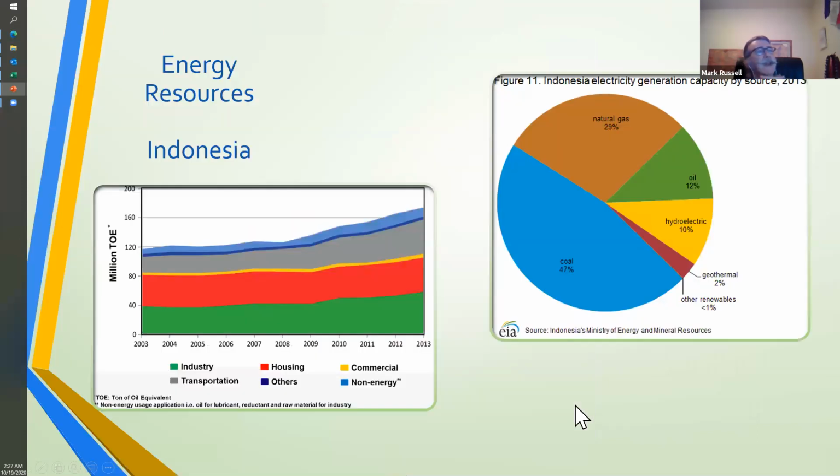This is how Indonesia looks. So in Indonesia, oil makes about 12%, natural gas about 29%, hydroelectric and geothermal really small, other renewables a pretty small percentage, lots of coal.